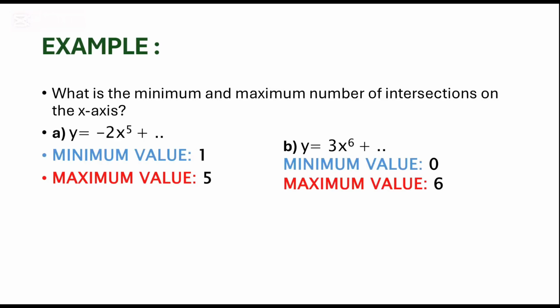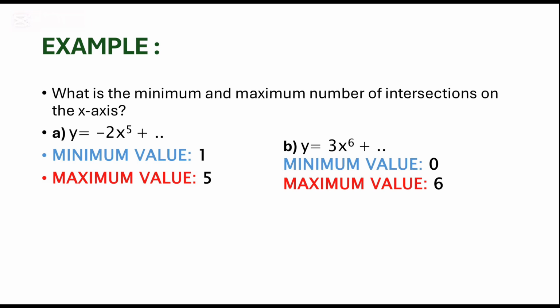So let's do some examples. The question is, what is the minimum and maximum number of intersections on the x-axis? So here we have to find the degree first. For this equation, the degree would be 5. Since the degree is an odd number, the minimum value would be 1, and the maximum value would be 5.